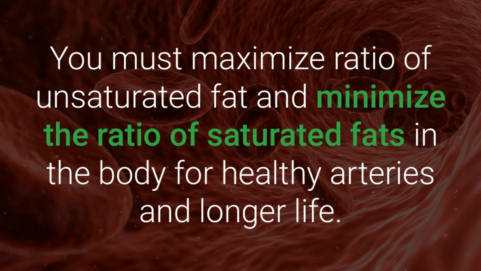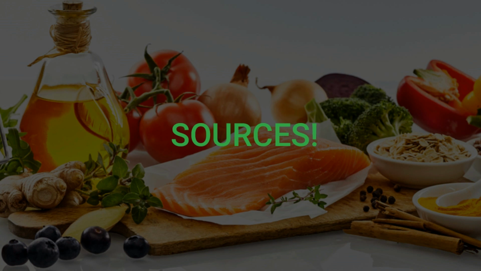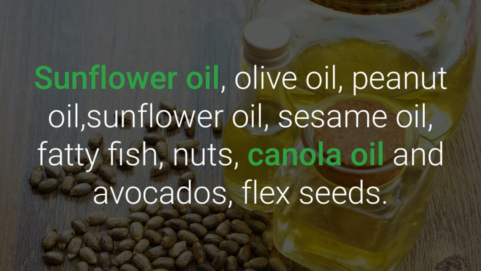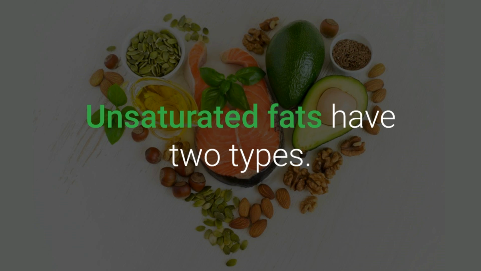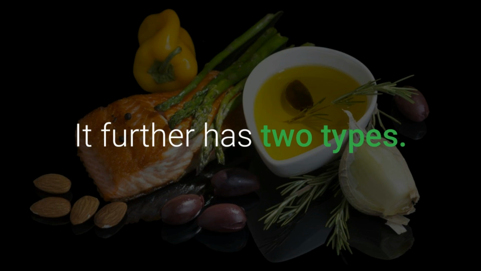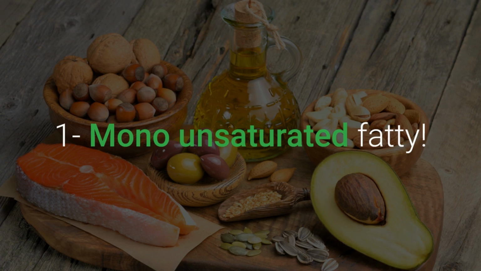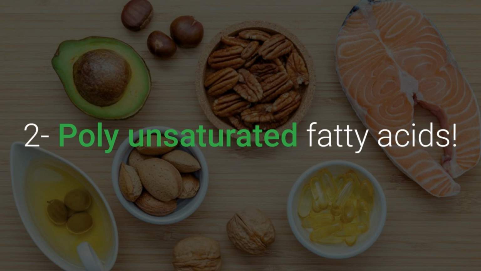You must maximize the ratio of unsaturated fat and minimize the ratio of saturated fats in the body for healthy arteries and a longer life. Sources: sunflower oil, olive oil, peanut oil, sesame oil, fatty fish, nuts, canola oil, avocados, flax seeds. Unsaturated fats have two types: 1. monounsaturated fatty acids, 2. polyunsaturated fatty acids.